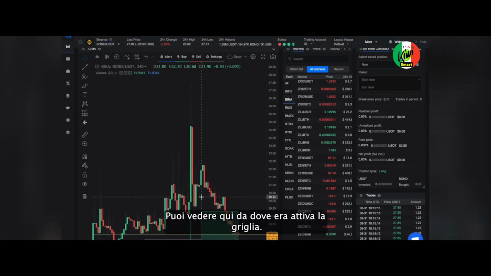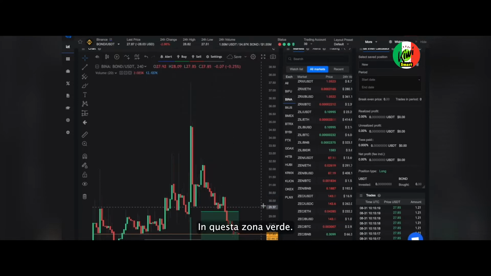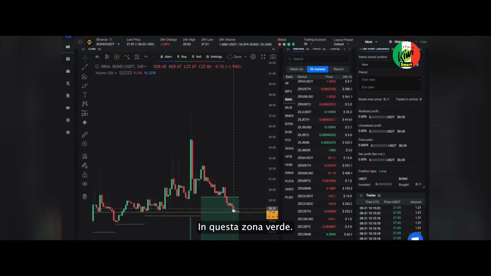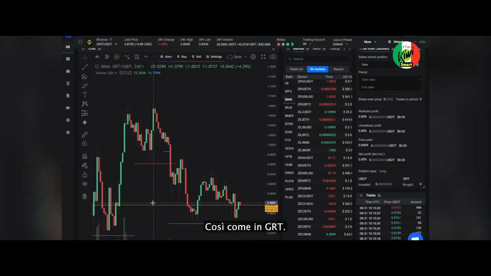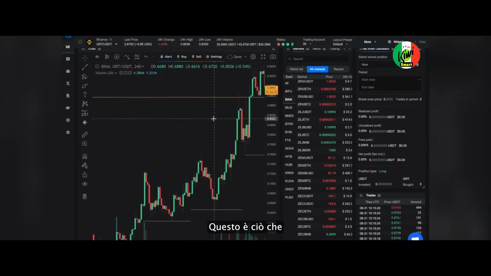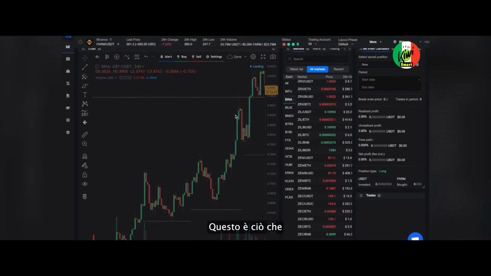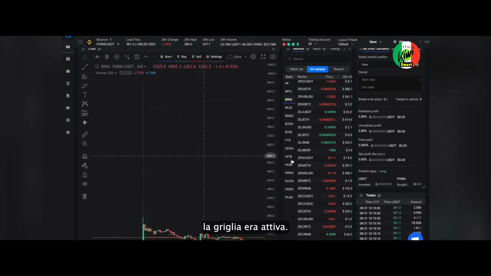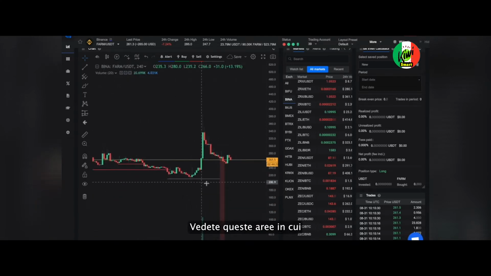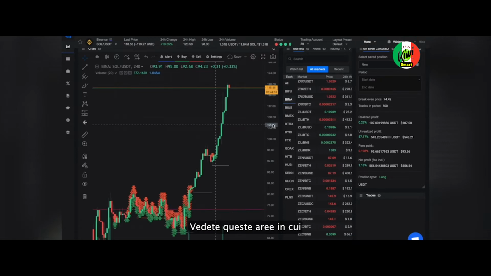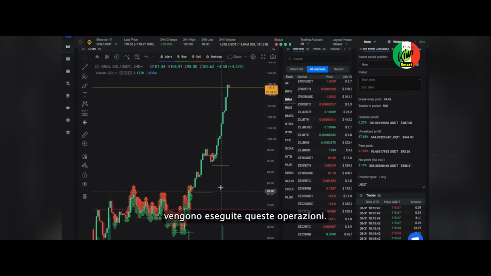You can see here, this is where the grid was active from, in this green area here, as well as on GRT, on Farm. See, here's where the grid was active, and on Sol you see these arrows of where these trades are executed.